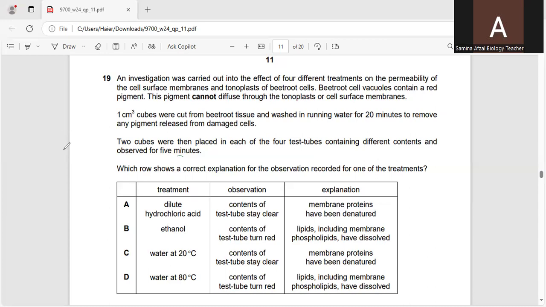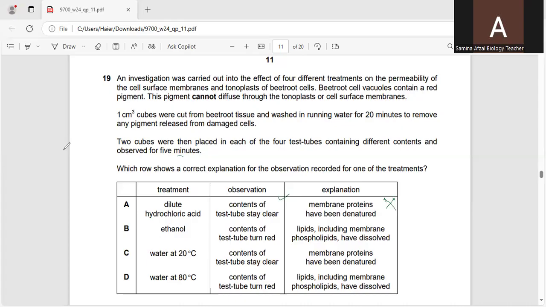Dilute hydrochloric acid. Contents of test tube stay clear. Membrane proteins have been denatured. Dilute hydrochloric acid will not denature it. So this is not the correct option.